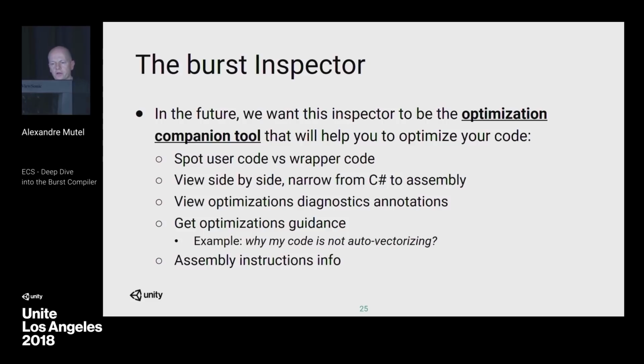In the future, we want this inspector to be the optimization companion tool that will help you optimize your code. So spot user code versus wrapper code, view C# and assembly code side by side, view optimization diagnostics directly with your code, and get optimization guidance, for example, why my loop is not auto-vectorizing and stuff like that. We would like this to be really the companion tool where you get insights about how you can improve your code. And maybe we will even bring assembly instruction info for you to be able to read assembly code if you want.